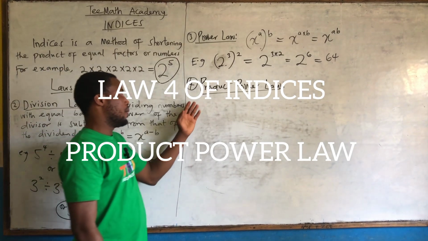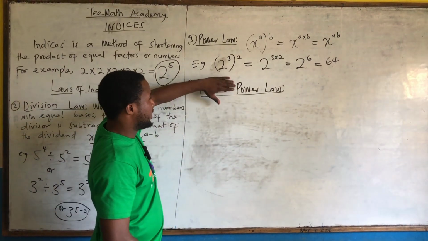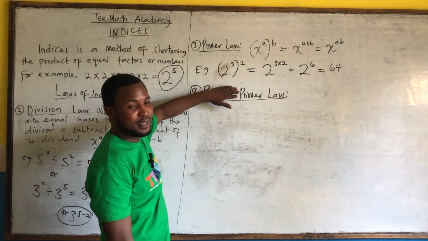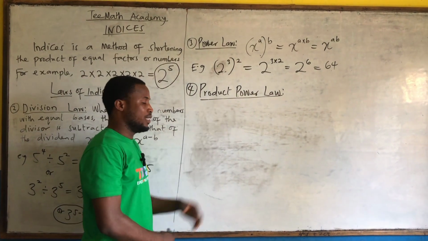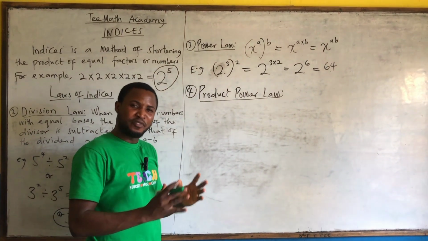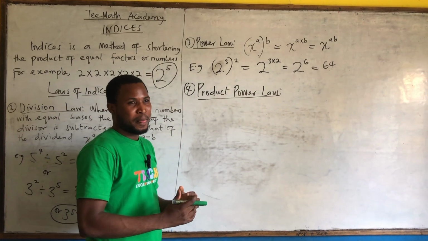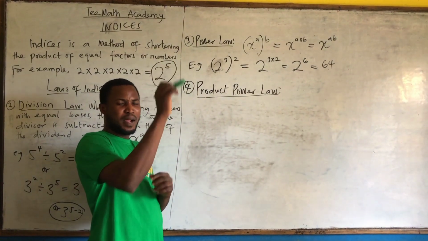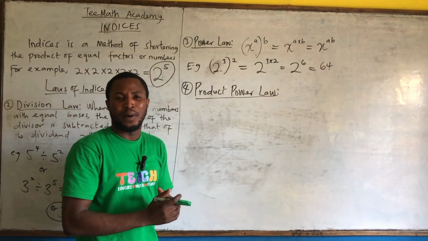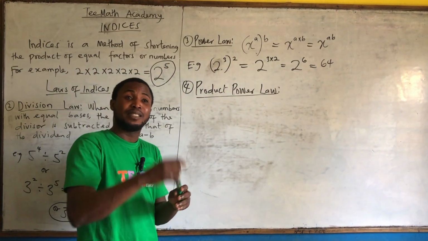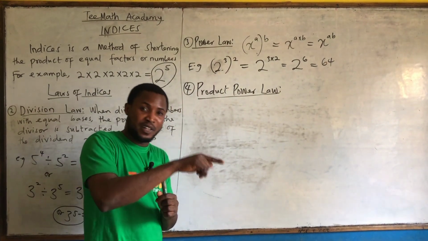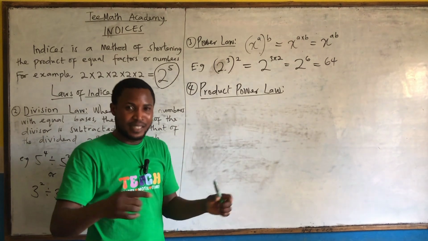So the number 4 law is the product power law. If I block this now, you can see that this and this are the same, but there's an attachment of the product. So what does this mean? It means that when the product of different factors or numbers are raised to a certain power in a bracket, that power will be distributed or shared to each of the factors or numbers inside the bracket.